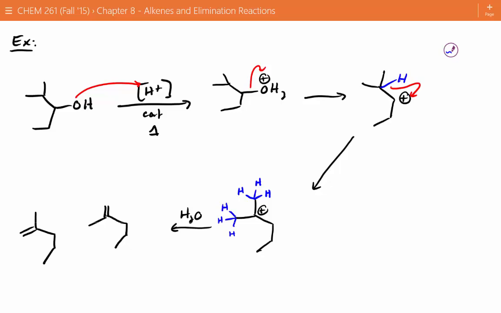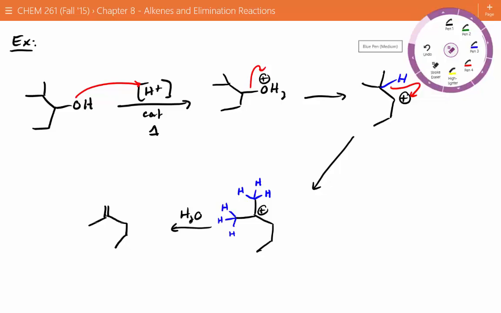What's going on here? Because it can twist. These are the same products, right? This is a sigma bond that can spin around and be the same product. So we don't need to draw the same product twice. So I'm going to erase this and say, all right, that's product one. Are there any other products?